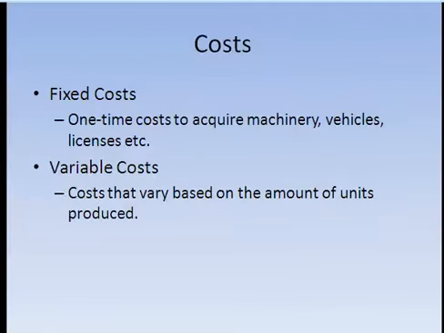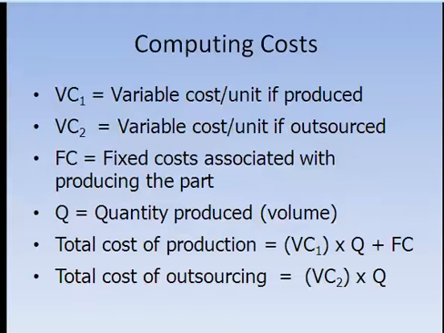First of all, when you're looking at cost, you have fixed cost. These are one-time costs to acquire machinery, vehicles, licenses, etc. And then we have variable costs, costs that vary based on the amount of units produced. So there's two ways to look at it. What are the variable costs to us if the unit is produced? And what is the variable cost if the unit gets outsourced?